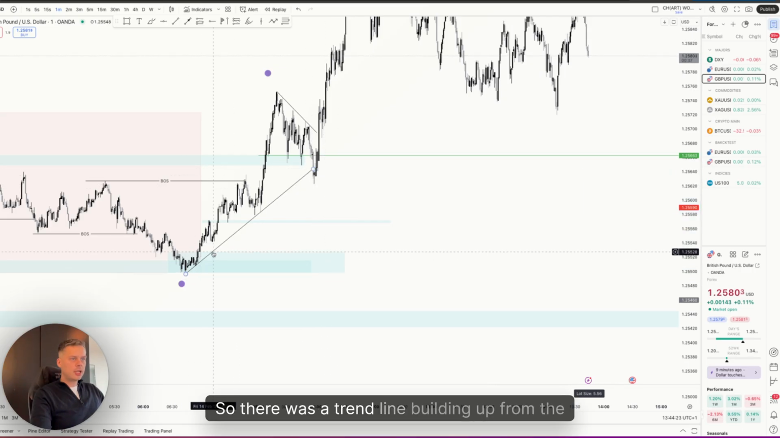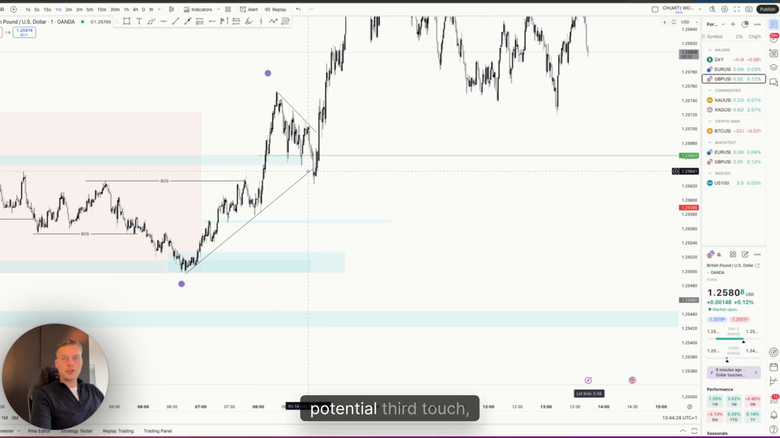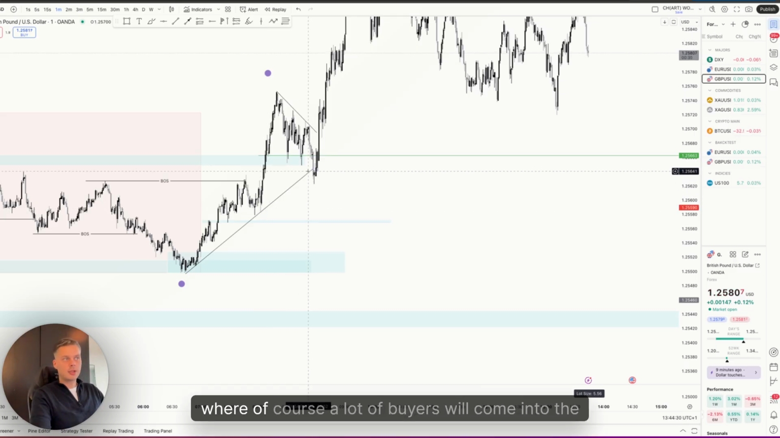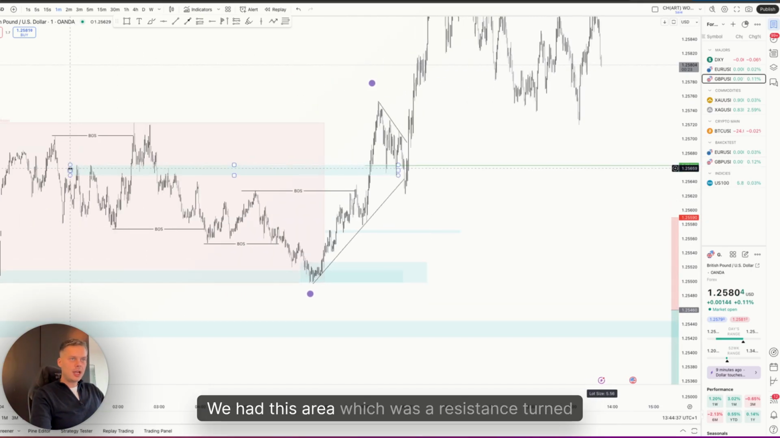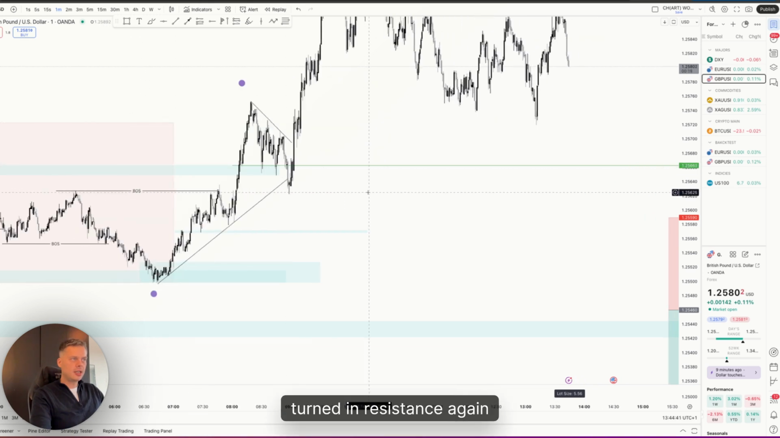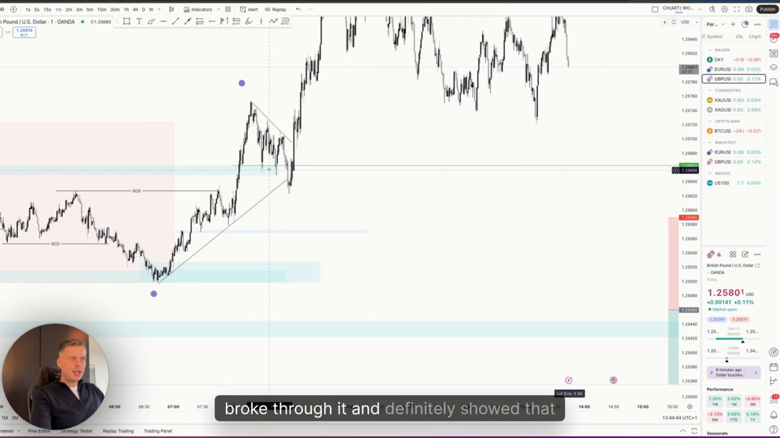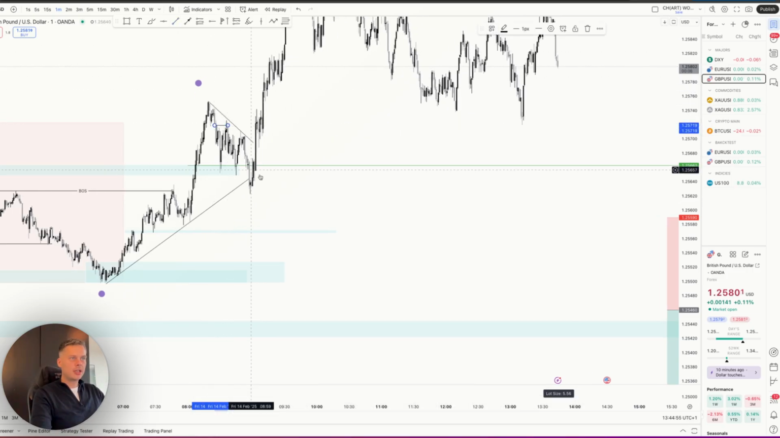So there was a trend line building up from the underside, first touch, second touch, potential third touch, where, of course, a lot of buyers will come into the market. Then we had something else. We had this area which was a resistance, turned into support, turned into resistance again, broke through it, and definitely showed that support buyers were entering here, right? Support traders were entering longs. It even gave a little bit of a minor bullish break of structure.